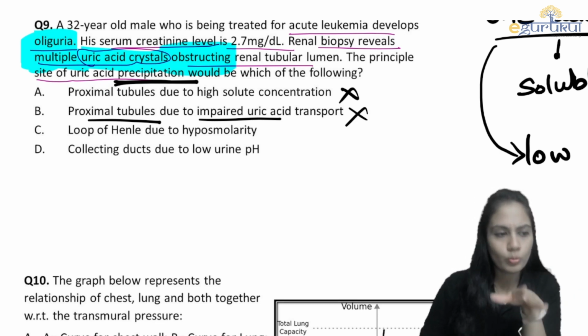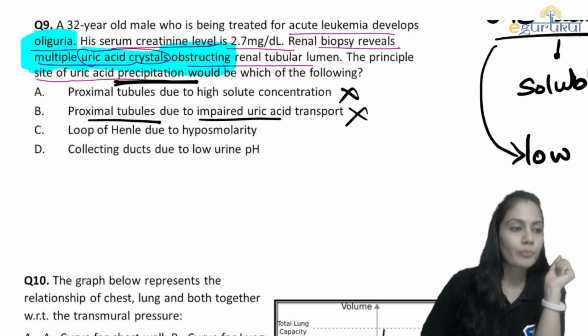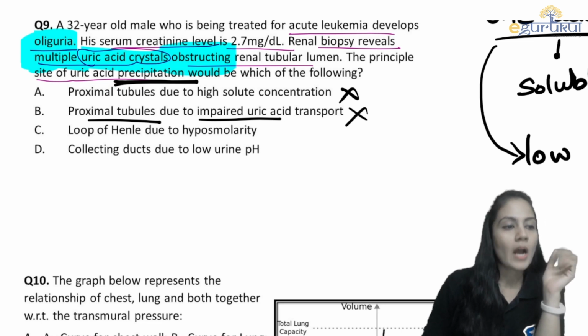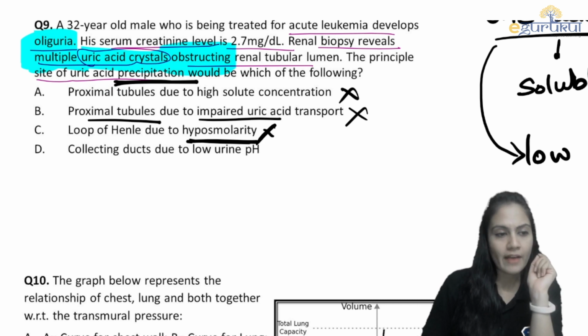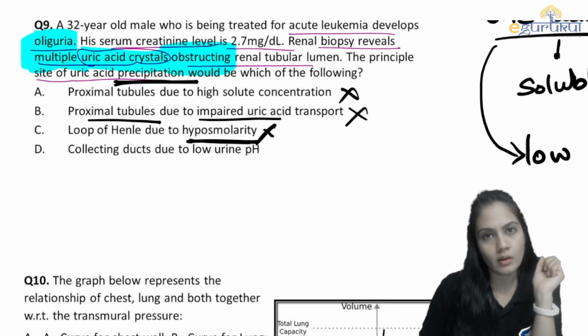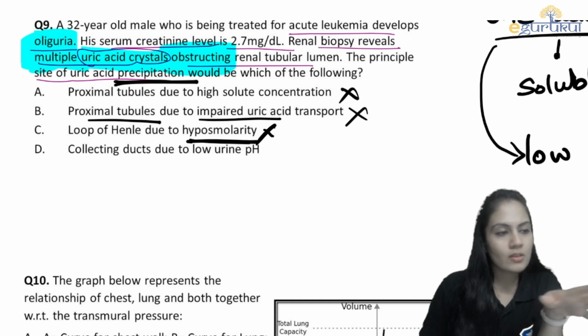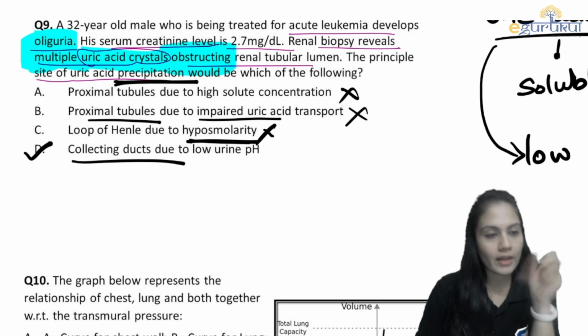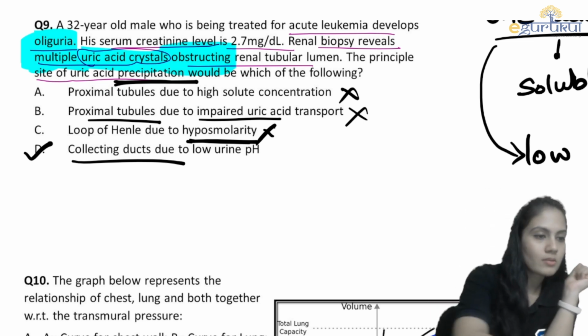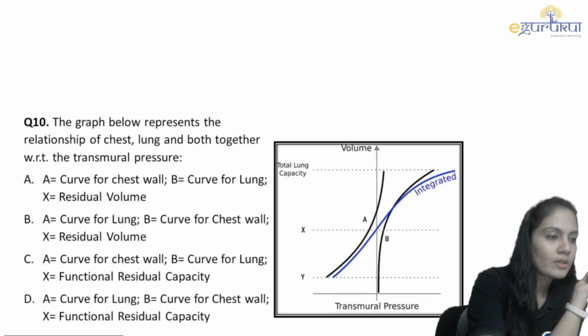That is happening in the loop of Henle and the collecting duct, that too in terms of urea, right? Loop of Henle, again it is not, because of the hyposmolarity, and it also has isotonic fluid. So this is also not true. We know that collecting ducts do have low pH, and that is where precipitation is going to start, right? So the answer over here is option D.